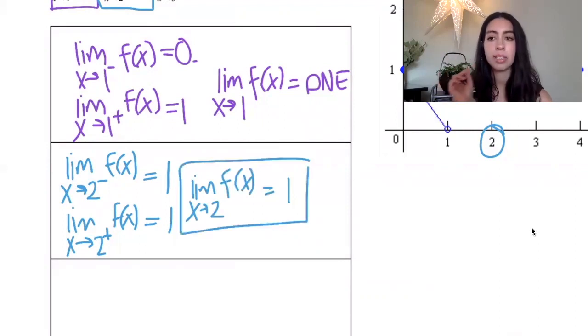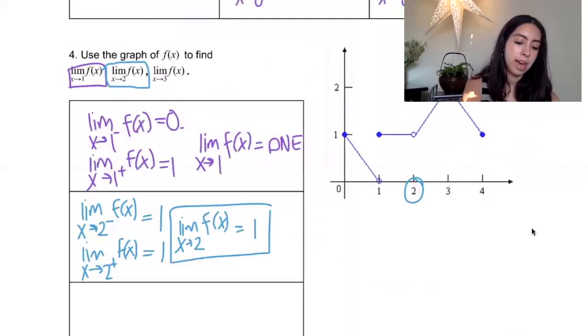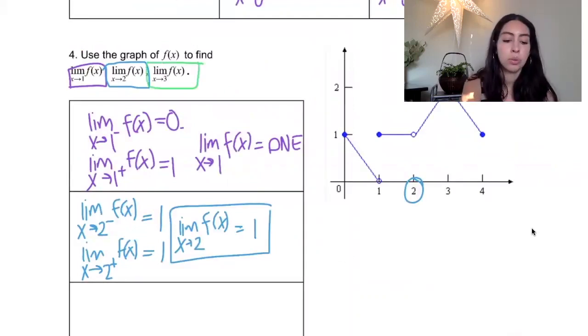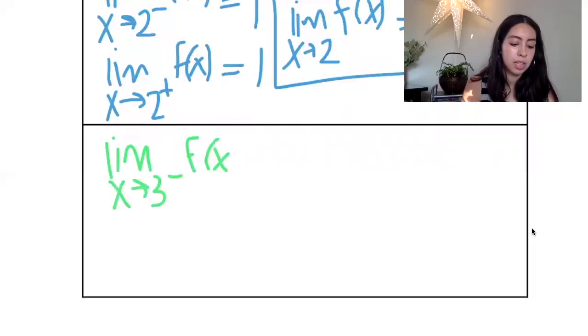Since both sides meet at 1. And lastly, here we have the limit as x approaches 3. So 3 is right over here. And we have the limit as x approaches 3 from the left, and the limit as x approaches 3 from the right.